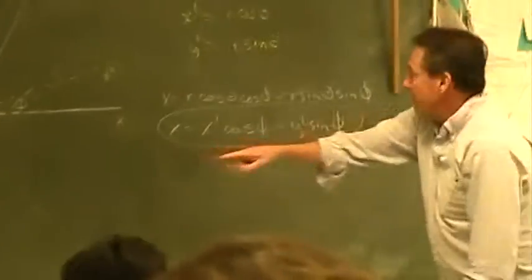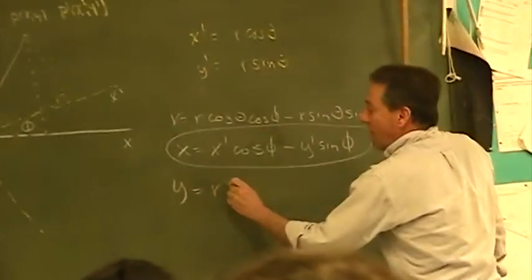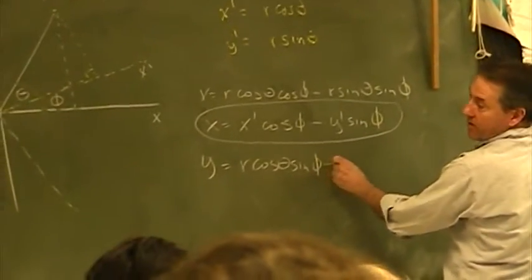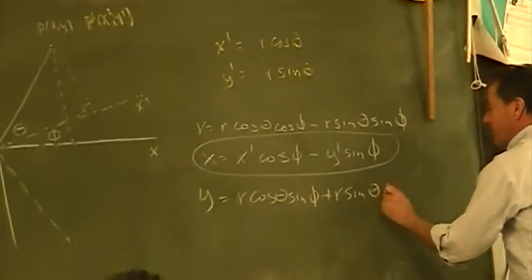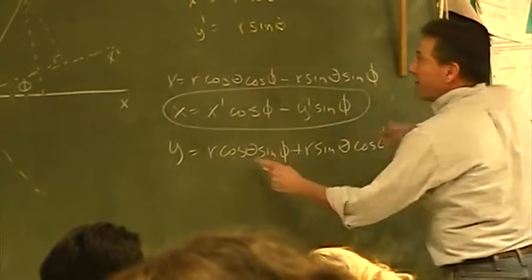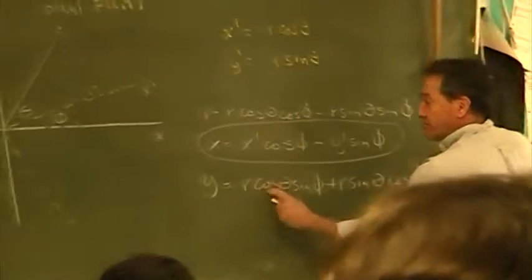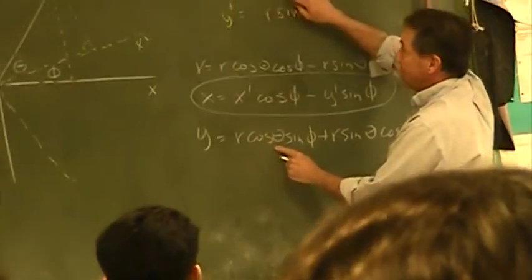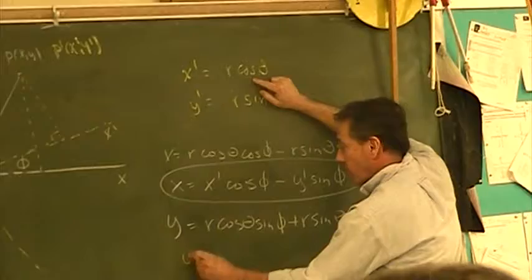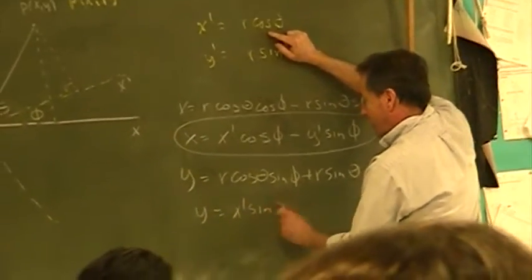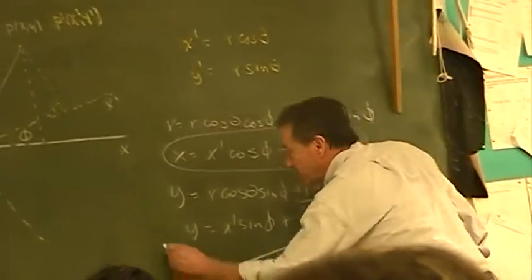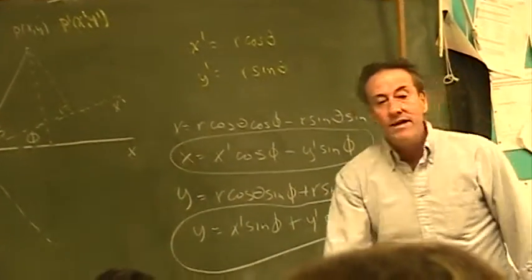Okay, the bottom one. Y equals r cosine theta sine phi plus r sine theta cosine phi. This is x prime. This is x prime. Y equals x prime sine phi plus y prime cosine phi. These are the equations of rotation. We will probably give them to you.